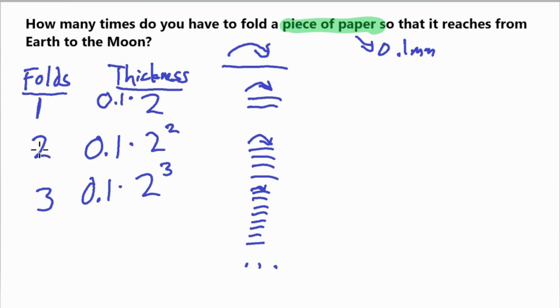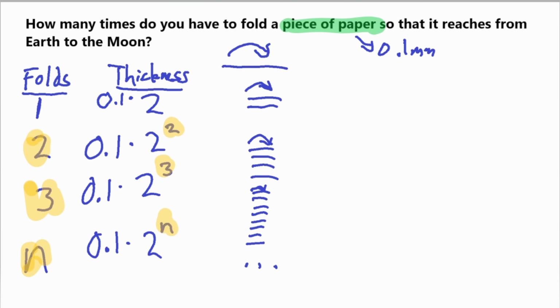So the number of folds will be the exponent for our thickness. So that means that any number of folds that we want will have a thickness of 0.1 times 2 to the power of that number. So here you can see that the number of folds corresponds to the thickness, since it'll be the exponent.